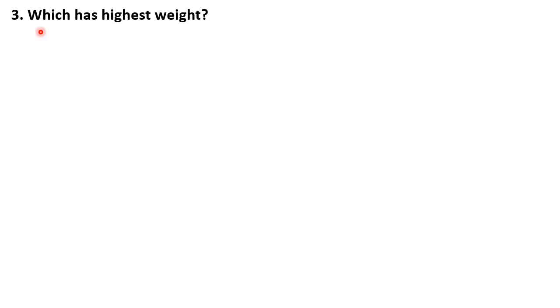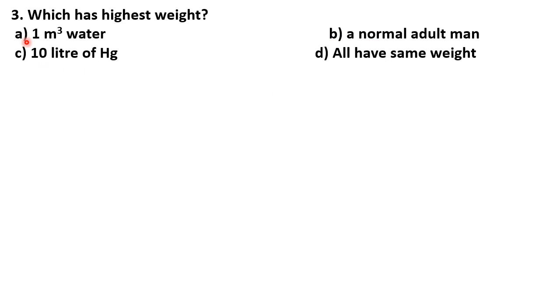Question number 3. Which has the highest weight? Option A, 1 meter cube of water. Option B, a normal adult man. Option C, 10 liter of mercury. And option D, all have the same weight.